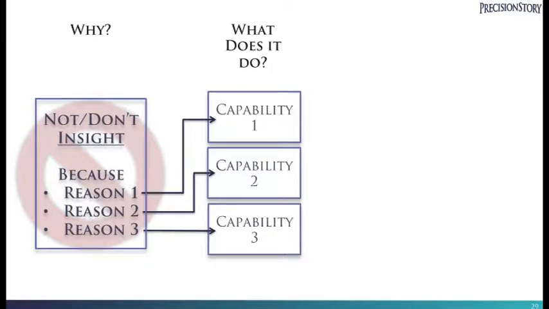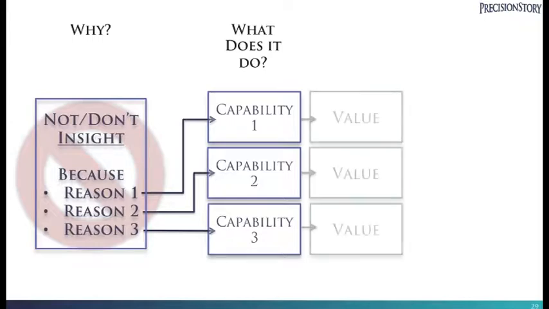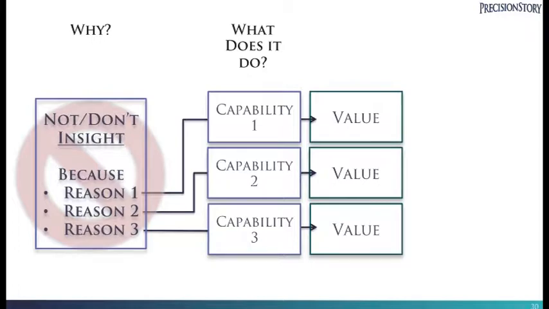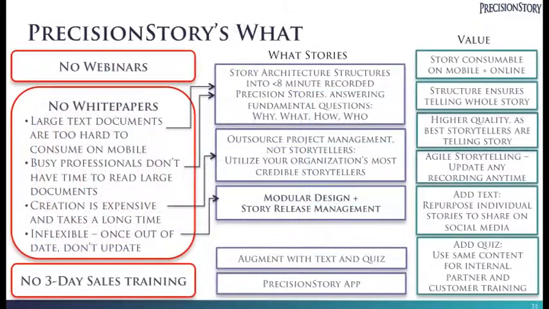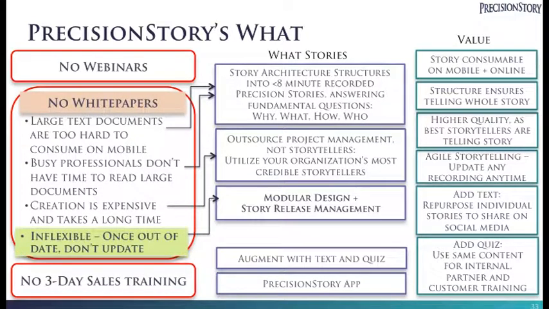Next, you need to structure what capabilities exist in your offering that solves each of these reasons why a customer should change from status quo. These capabilities will have value statements associated with them. These values tie back to the value that your customer attains from adopting the insight and changing from status quo to deploying your offering. In Precision Stories' example, one reason given for not building large text-based documents like white papers is that this approach is inflexible, resulting in outdated collateral.